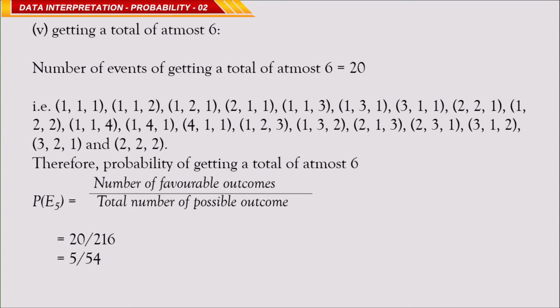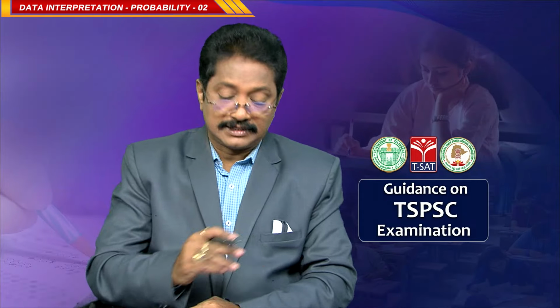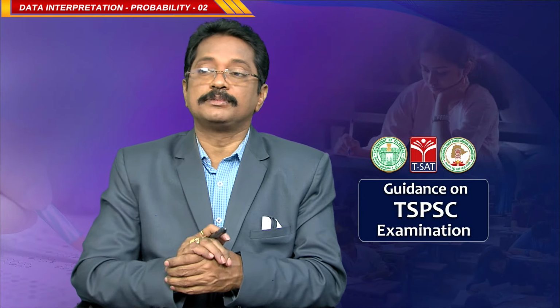And the last one, getting a total of at most 6. At most 6 means less than or equal to 6, which means there are 20 possibilities. The favorable outcomes are 20 and the total outcomes are 216. So 4 5s are 20, 4 54s are 216, so it is 5 by 54. In this manner you can calculate the probability.